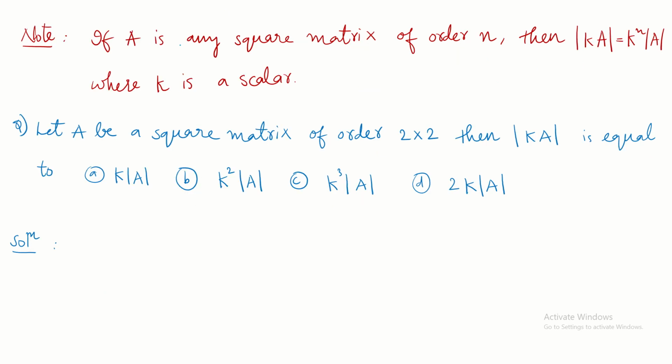Next, there is a small note over here. If A is any square matrix of order n, then determinant of kA is equal to k power n into determinant of A, where k is a scalar. Scalar means you can multiply with any number: 1, 2, 3, 4, 5, any number. Based on this note, this is very important.